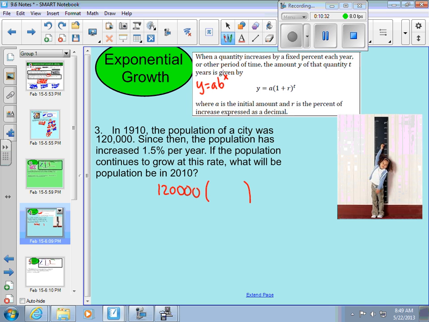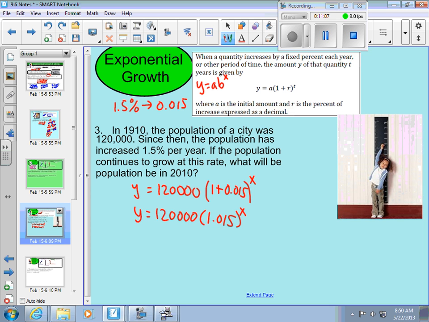It's a percentage increase, so we need to add it to 1, and it would be this percentage. We need to change 1.5% to a decimal. We have to divide by 100, so that's 0.015. The general equation is just going to have x and y. If we simplify, it would be 120,000 times 1.015 to the x.